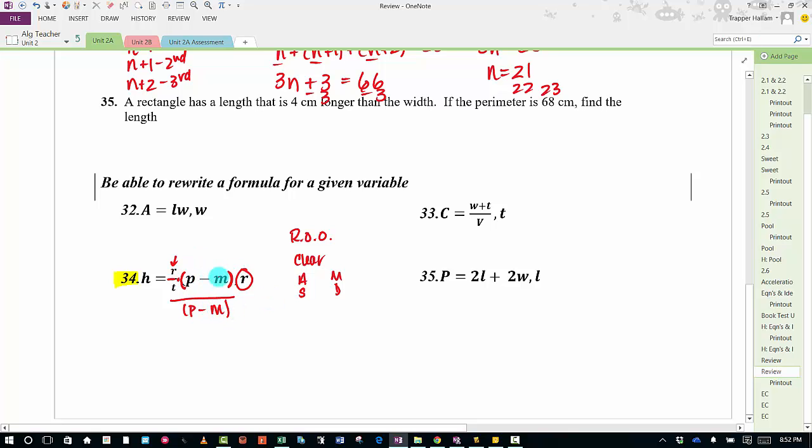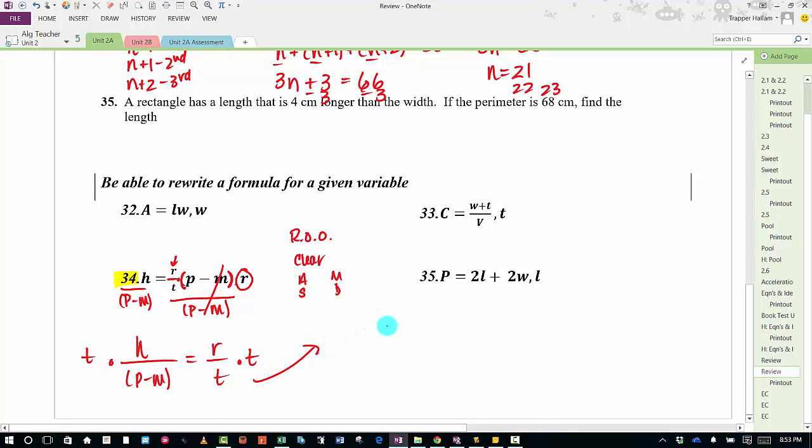So p minus m divided by p minus m turns into 1, so really it goes away on this side, so I'm going to do the same thing on the other side. So I'm going to divide by the quantity of p minus m. So I'm going to rewrite this because it's going to look a little funky so far. So h on the left divided by p minus m, and that's equal to r times t. So I'm almost done. I do need to get rid of this t, and its inverse operation in this case is going to be a multiplication of t. So I'm going to multiply by t on both sides.